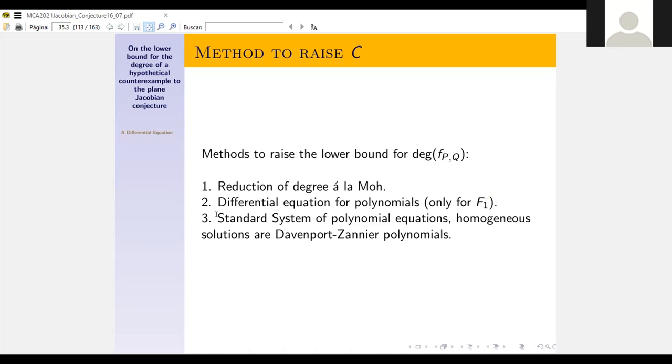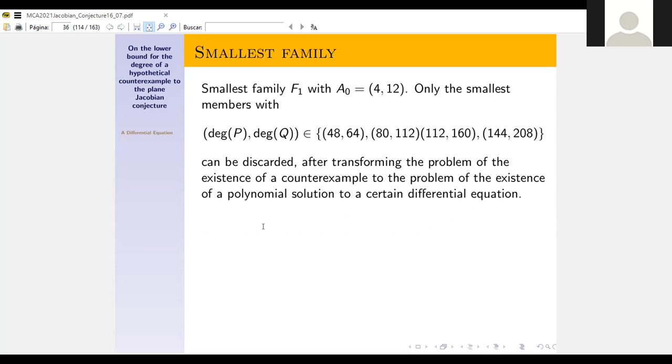And the third method is a method of standard system of polynomial equations that we developed in one of our works. I don't know if any one of you knows the Davenport-Zannier polynomials. The homogeneous part is the same problem as the Davenport-Zannier polynomials solve. So these are the 3 methods that we use, and we'll see it in an example. The smallest family, as I told you, is this with 412. And using this differential equation approach, we managed to discard the first four members of this family. We transform the problem into a problem of a differential equation.